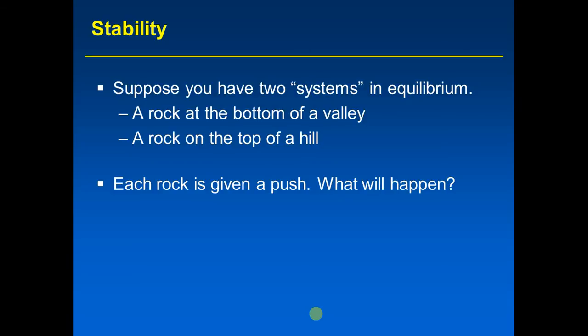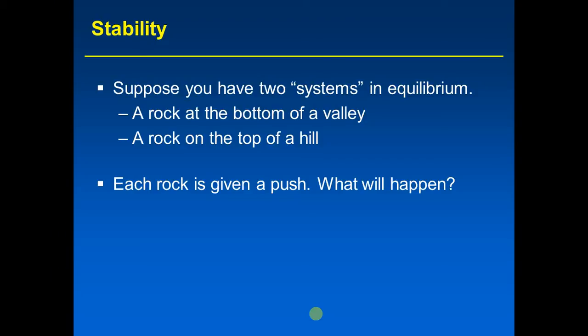For the rock on the top of a hill, if you give it a force, right or left, it will start going down the hill. And then it will continue to roll down the hill due to the force of gravity. It will roll faster and faster, and it will not come back to where it started from, naturally, unless a new force is given on it.